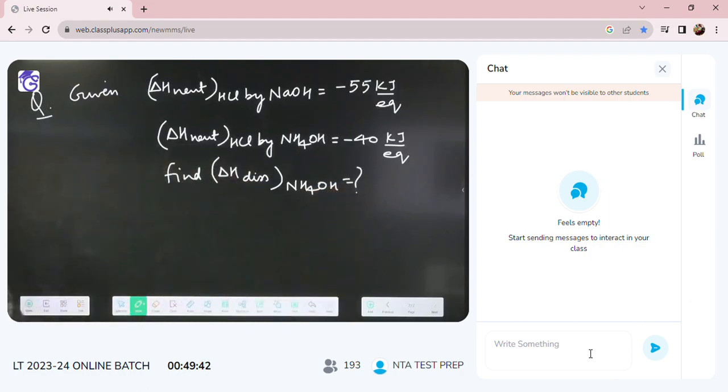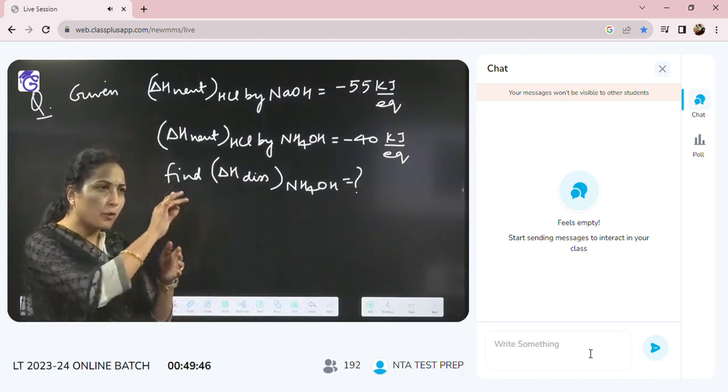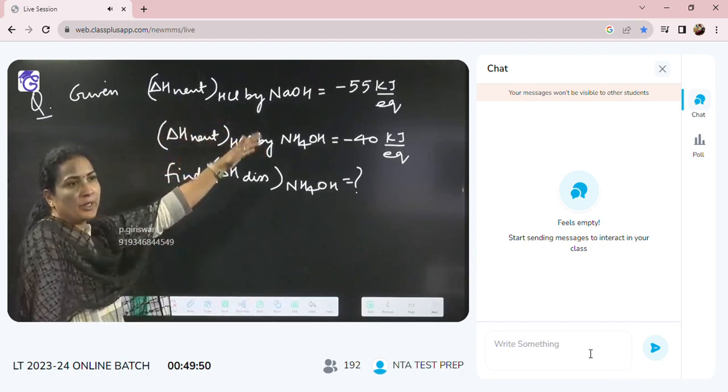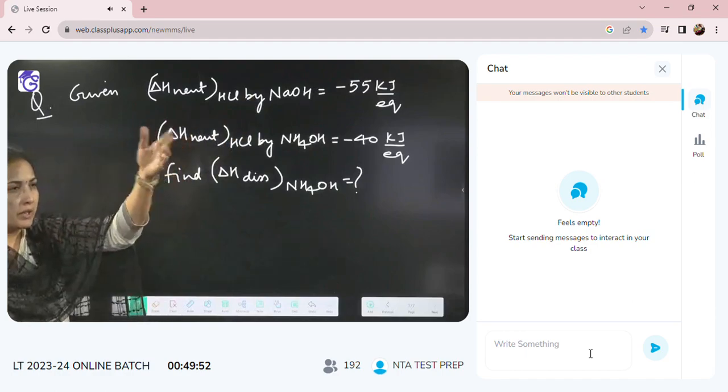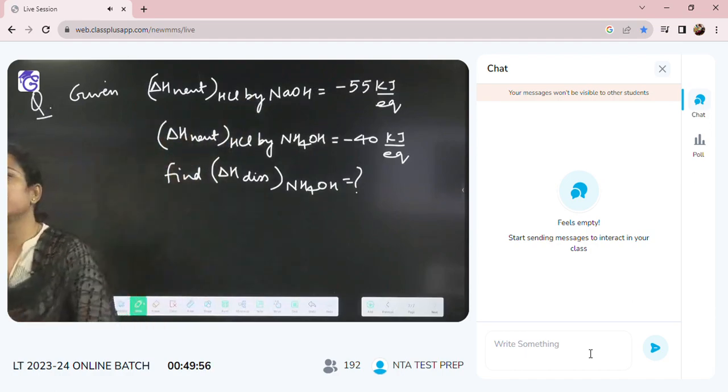Please find it out, everyone. See here, I have written in this format in the examination in the form of a word statement. It will come that when HCl is neutralized by NaOH, 55 kilojoule per equivalent amount of heat is released, or like that. So they may write it down in the form of a statement.